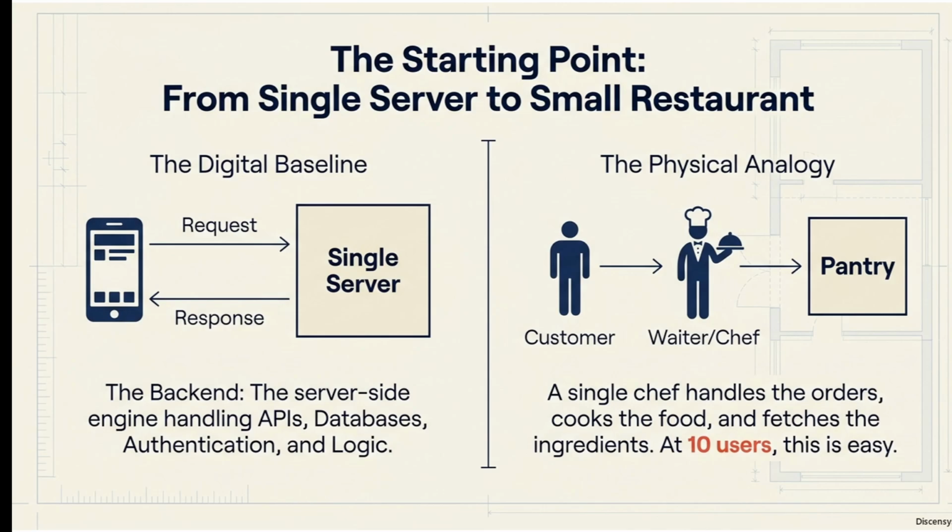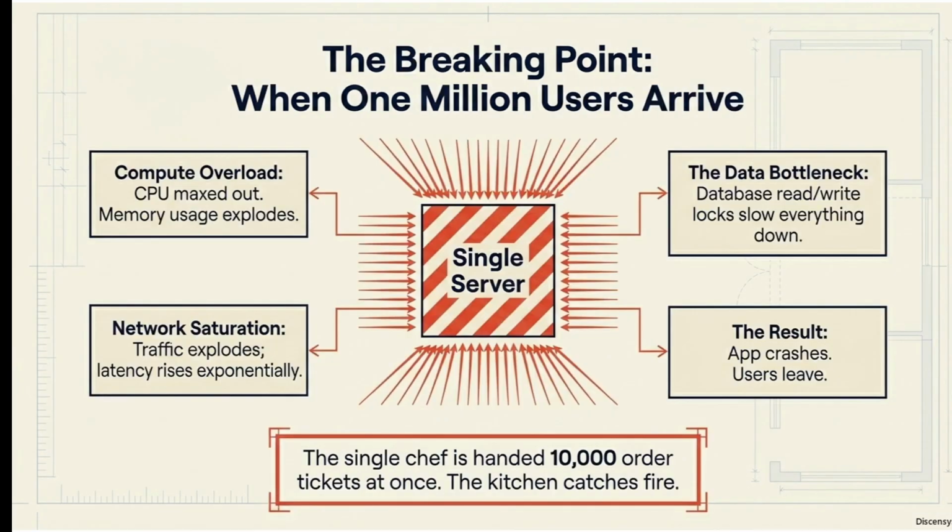So a single chef handles the orders, cooks the food, and fetches the ingredients. At 10 users, this is quite easy. But as the number of customers increases, the number of chefs also has to increase in order to handle it. We'll move ahead. The breaking point: when 1 million users arrive. We started with 10 users, but what if 1 million users arrive?